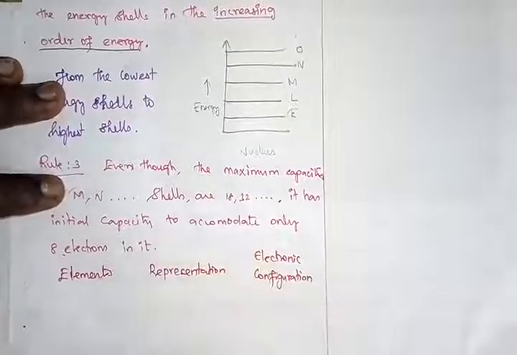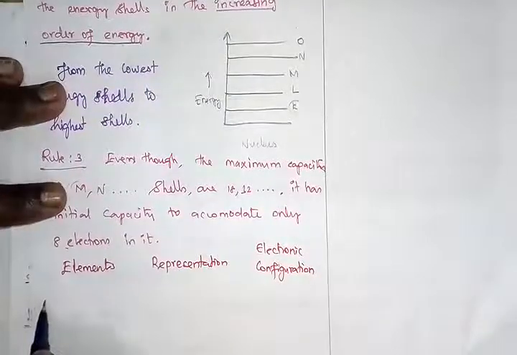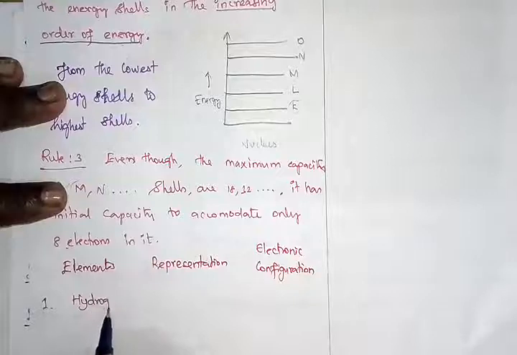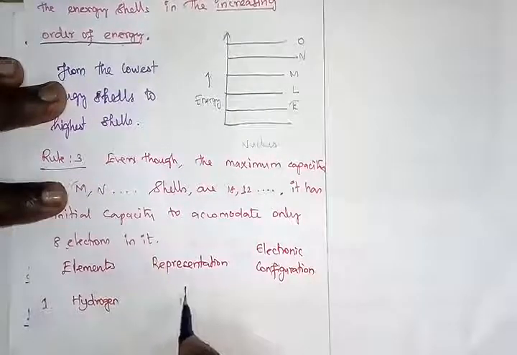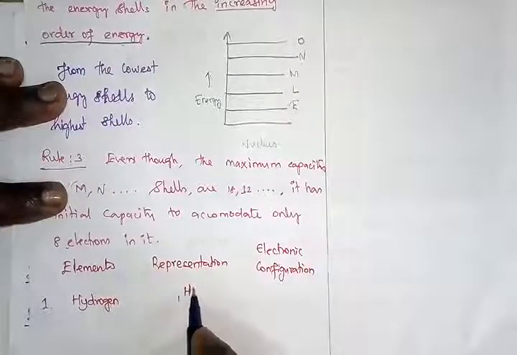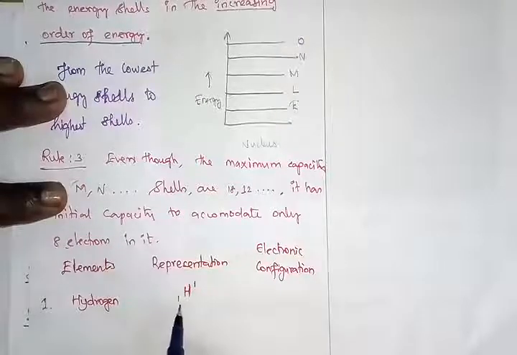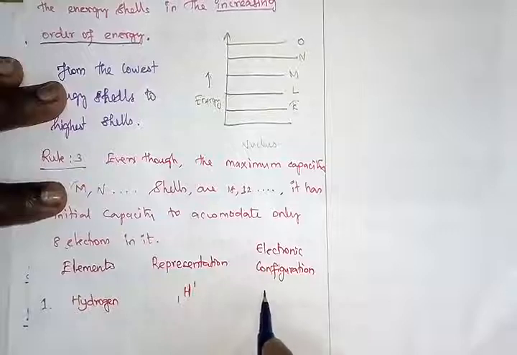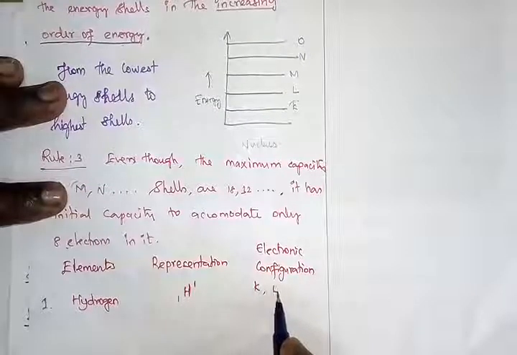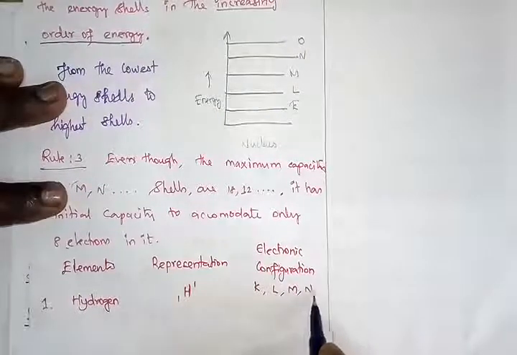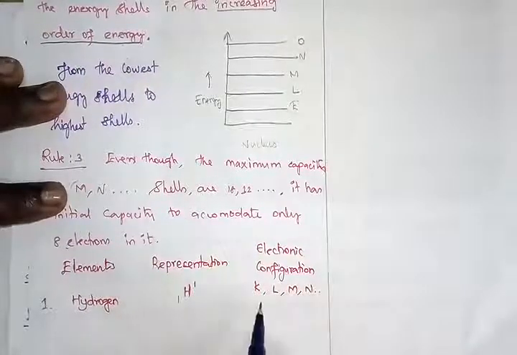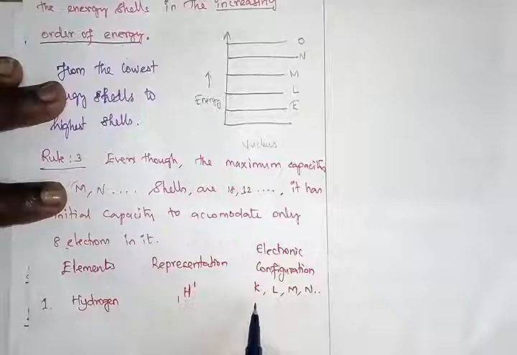Okay, so what is the first element? That is hydrogen. Representation is 1H1. So this is the atomic number, this is the mass number. Now for electronic configuration, let me write K, L, M, N and so on. So we have only one electron. Where do you fill that electron? The K shell is empty here, so in the K shell we will fill this electron.